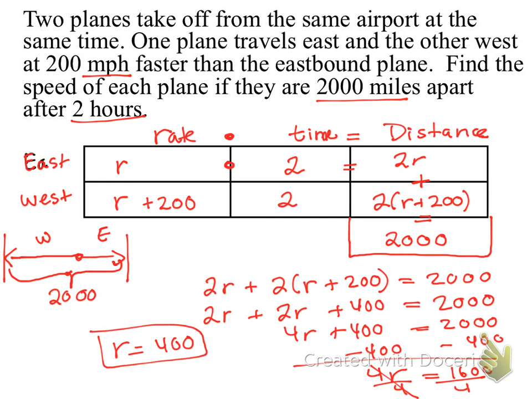So, that tells me what? Of what? The east plane. So it's 400 miles per hour.